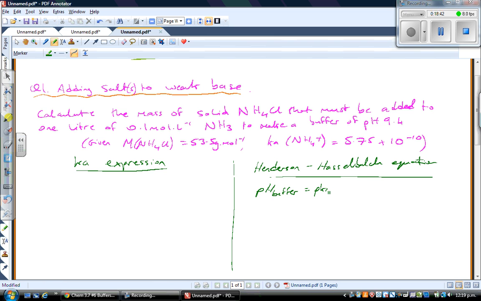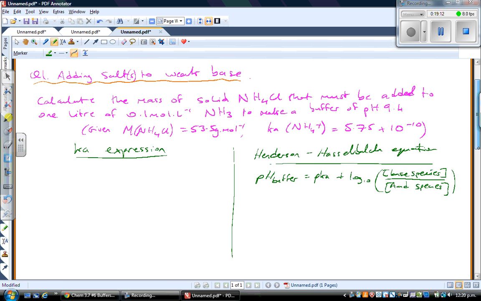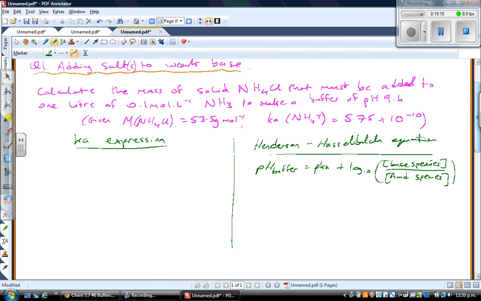The Henderson-Hasselbalch equation is this: the pH of a buffer can be determined if you know the pKa, and then it's equal to the pKa plus log to the base 10 of the concentration of the base species, whatever it may be, over the acid species. Just make sure you put the right one on top and the right one on the bottom when you're doing that calculation. So 2 ways to do this question: rearranging the Ka expression if it's a weak acid, or if you were given a weak base Kb value, you can convert that to Ka, or alternatively the Henderson-Hasselbalch equation.